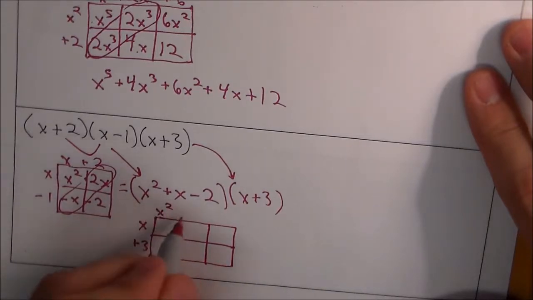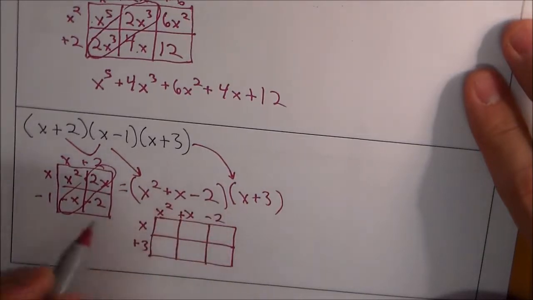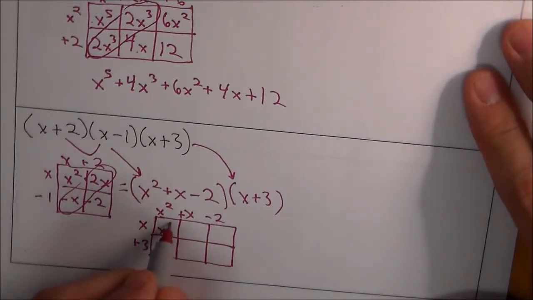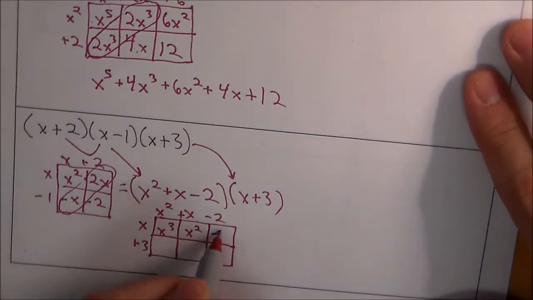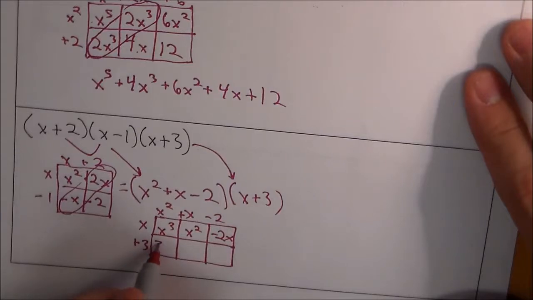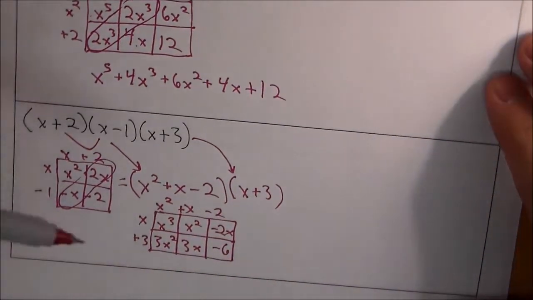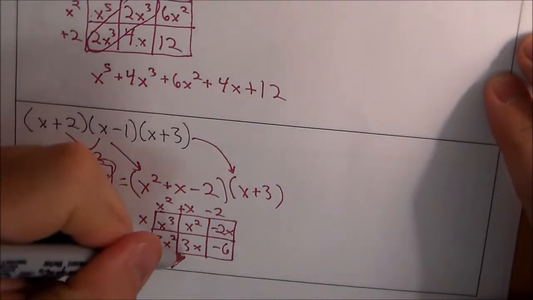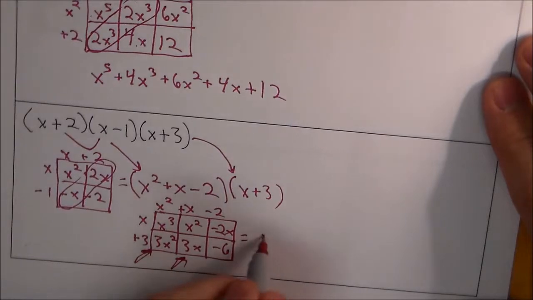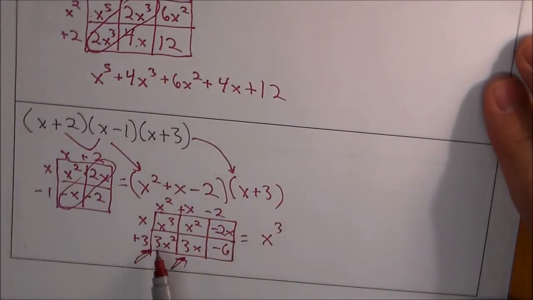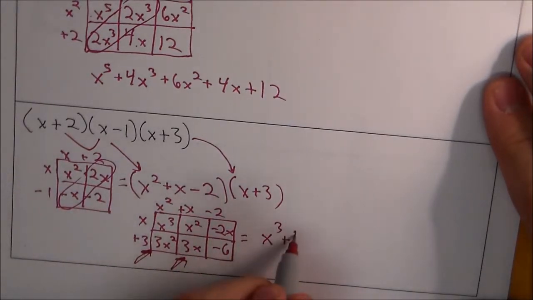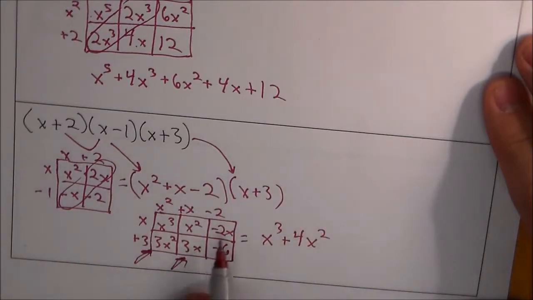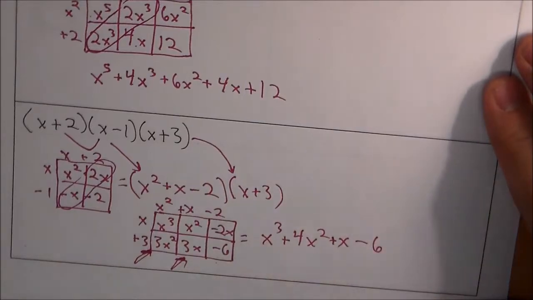So now I'm going to do x squared plus x minus 2 times x plus 3. We get x to the third, x squared, negative 2x, 3x squared, 3x, and negative 6. We have like terms in this diagonal as well as the other. So we write it out. We're going to go x to the third, 3x squared and an x squared is 4x squared, 3x minus 2x is an x, and then minus 6.